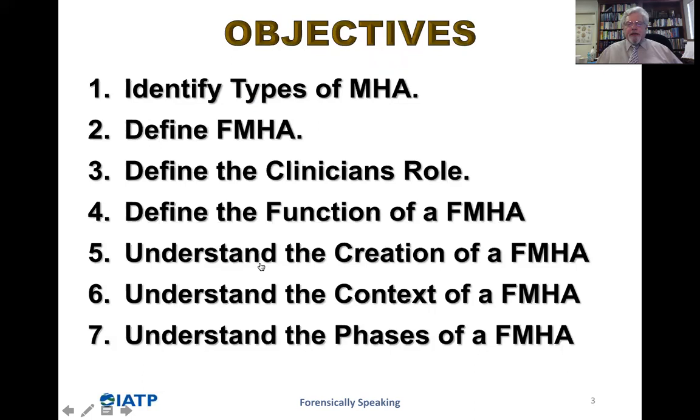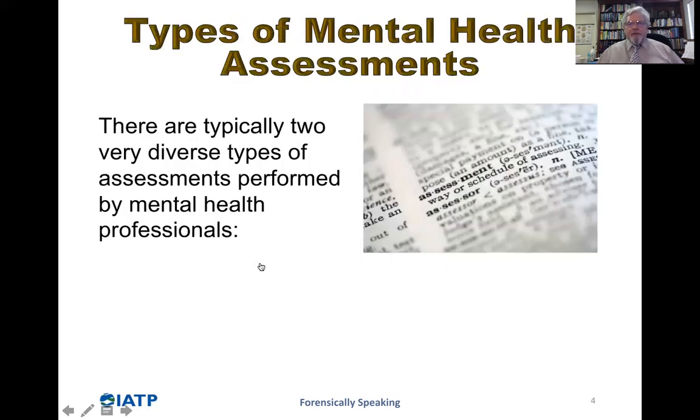We're going to understand then the creation. How do you package it? How do you put it together? And understand the context. In other words, who is it going to and how are we writing it? And then finally, we're going to look at the phases, and we'll spend some time doing that. Okay, let's get started. The various types.